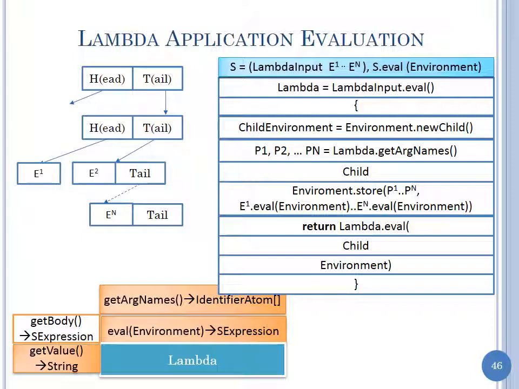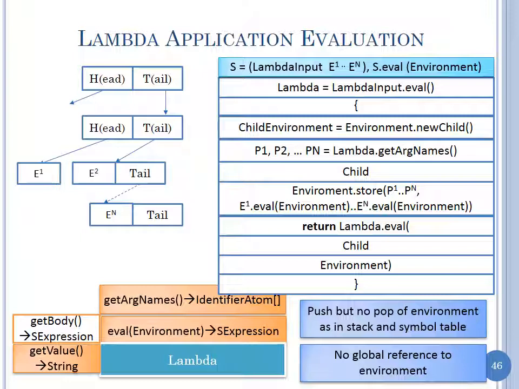And the store just stores the things in this. Yeah, it stores in the child environment. So new child is like a push on a stack. Or if you've done compilers, it's like pushing a symbol table scope onto the current scope. But we don't have any pop here. And we don't have a global stack or a global symbol table.